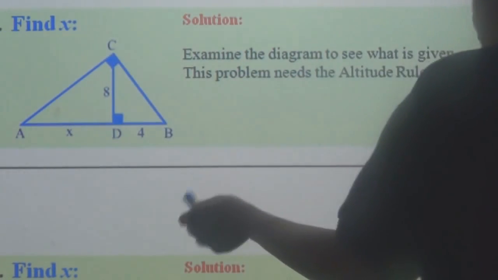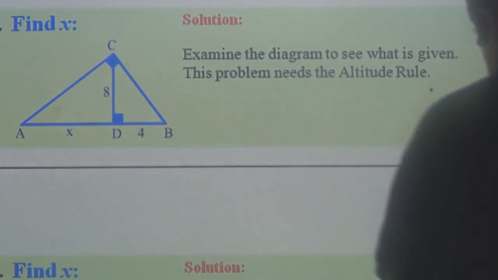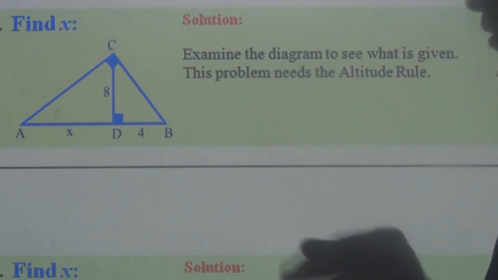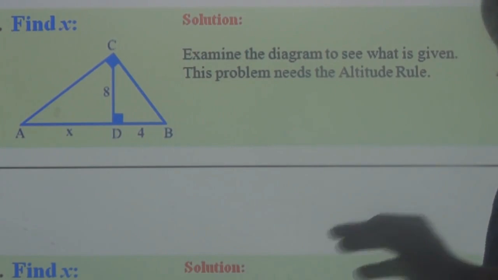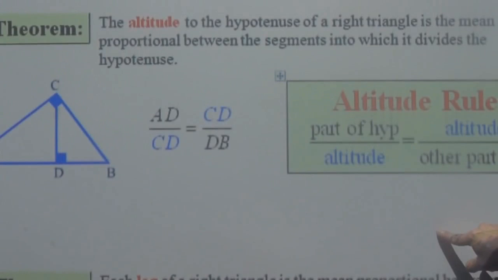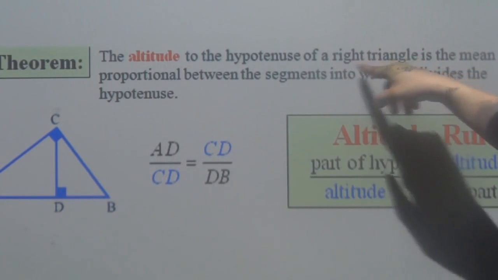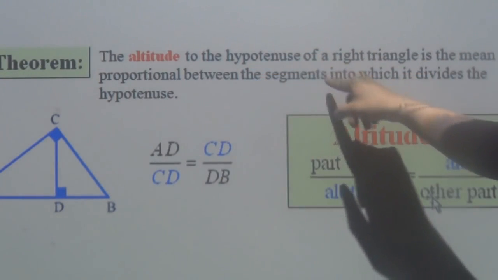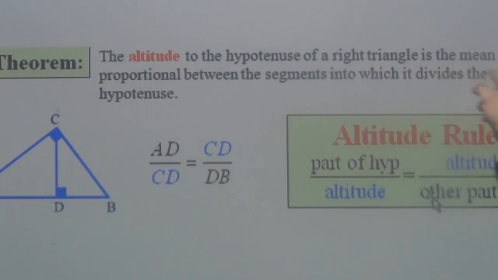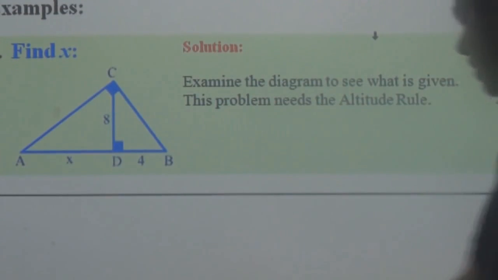Okay then, so here I have an altitude. So I need the theorem that talks about the altitude. It says that the altitude, okay, let's go over here. Let's talk about the altitude right here. The altitude is what? The mean proportional between the segments into which it divides the hypotenuse. So the altitude is the mean proportional. Okay, so that's exactly what I'm going to do.